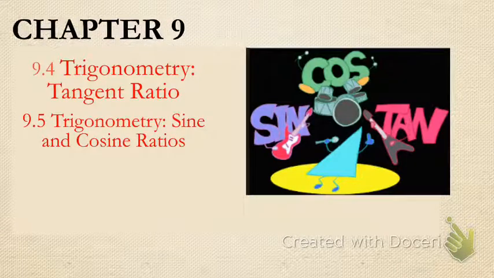We're going to be looking at two sections today. Both sections deal with trigonometry. So we'll look at first the tangent ratio, and then we'll look at the sine and cosine ratios, and then we'll learn how to use these ratios to solve for unknown values in triangles.